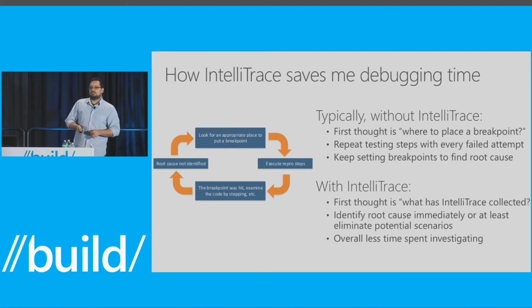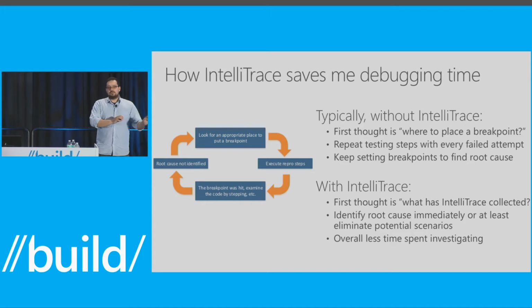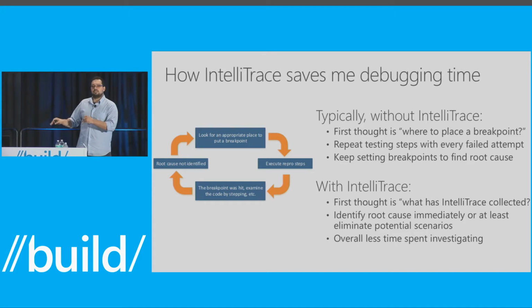Now, with IntelliTrace, when you see a bug, your first thought should be, I don't care about breakpoints yet. Let's see what IntelliTrace has recorded. Hopefully, it's actually going to lead me to the root cause of the bug, like it did in this example. But even if it doesn't, even if the bug is hiding in between those interesting events, I'm still going to get a better idea of what's going on. And I'm probably going to be able to eliminate some of my hypotheses, some of my possible scenarios. And I will probably be able to place the breakpoint later on with a much better accuracy to get to the root cause much quicker.